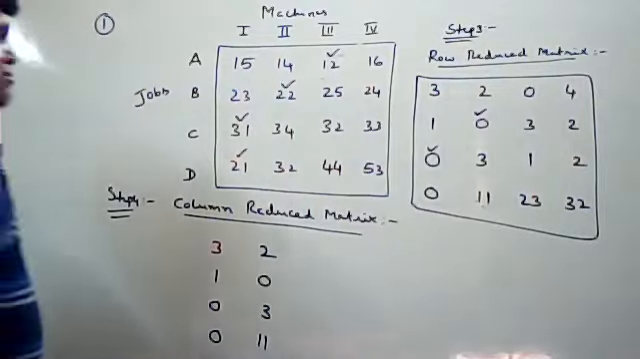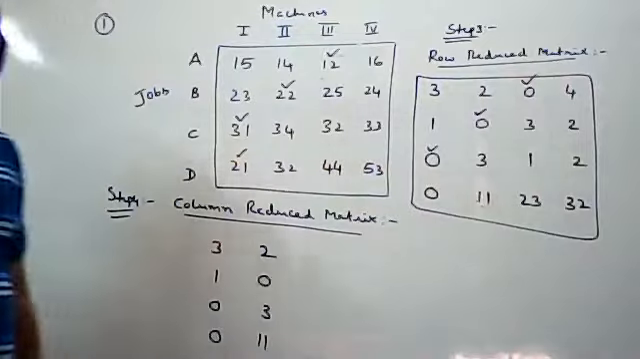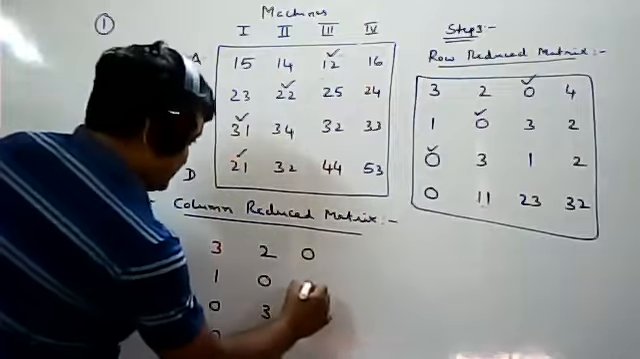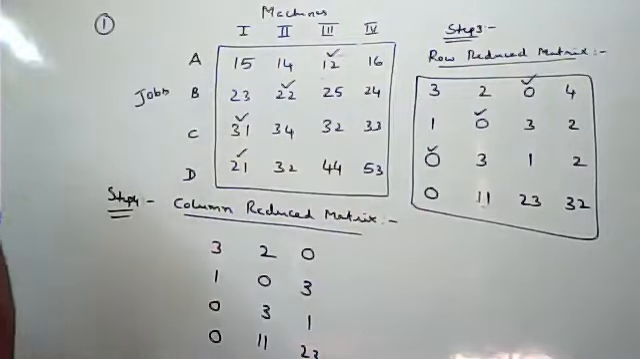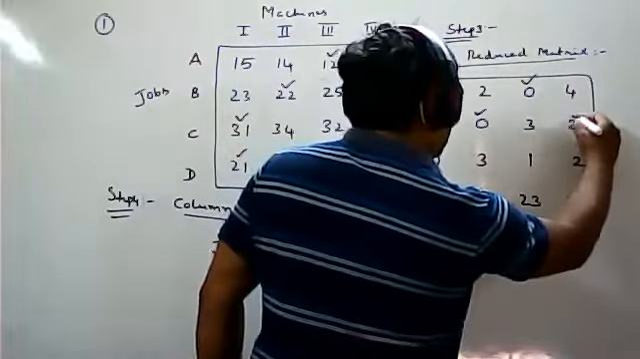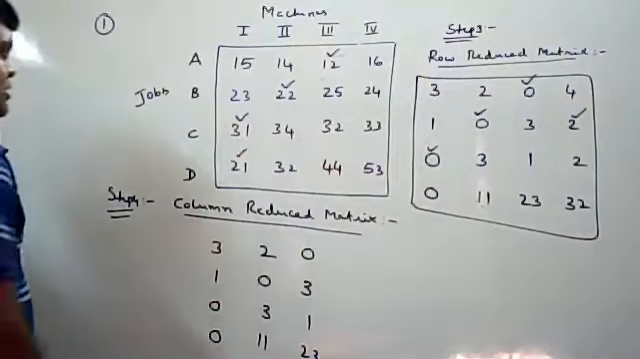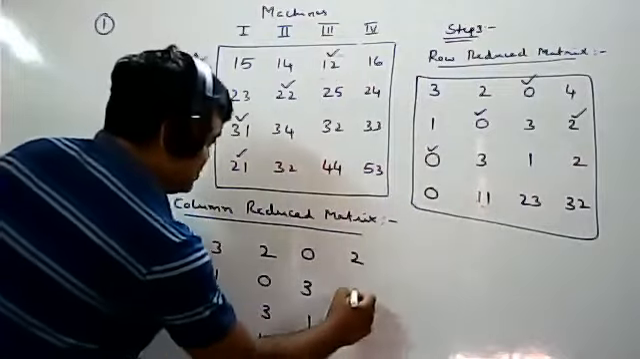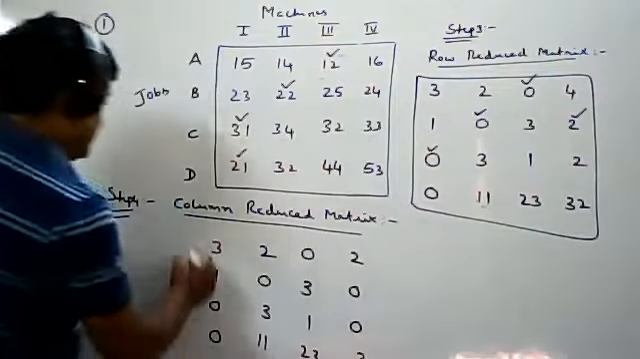And next, third column. The smallest element is also 0, so any value minus 0 gives the same column: 0, 3, 1, and then 23. And now see the last column. The smallest element in the last column is 2. Every value minus 2: 4 minus 2 is 2, 2 minus 2 is 0, 2 minus 2 is 0, 32 minus 2 is 30.